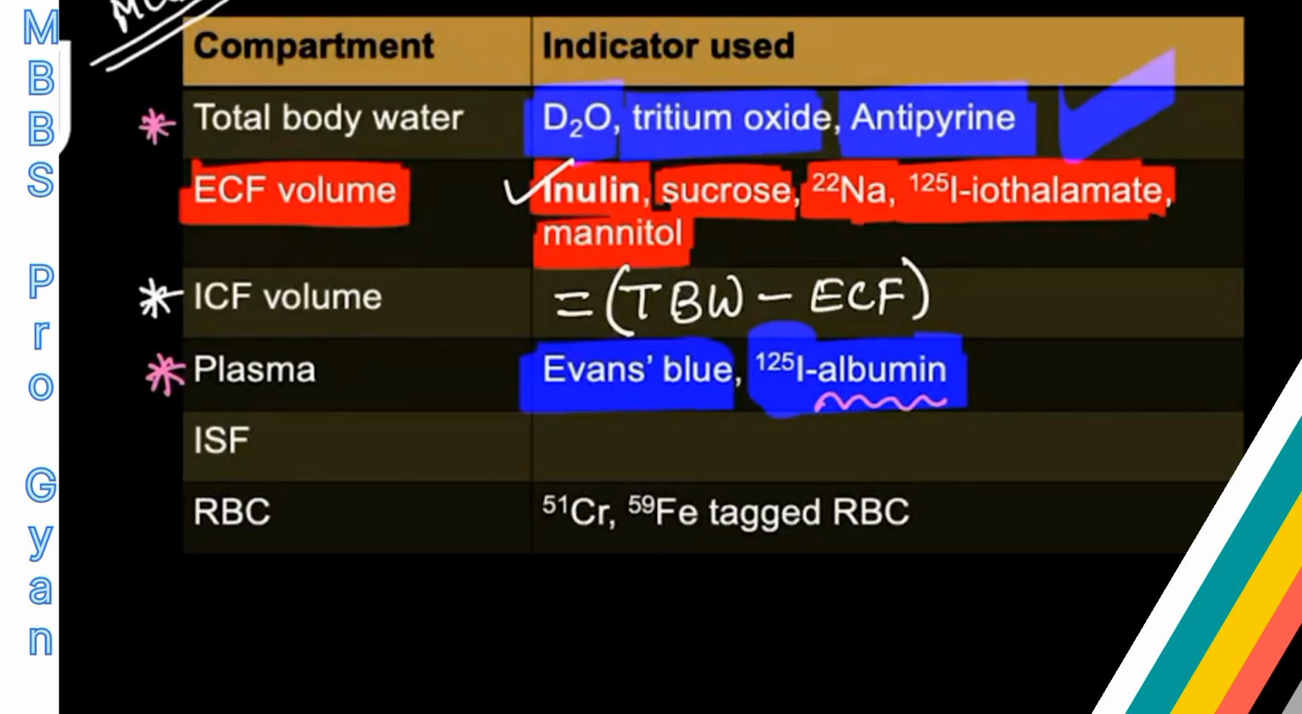So albumin tagged with iodine isotope can be used for measurement of plasma volume. Another substance is also used, which is known as Evans blue, similar to albumin in property. This is very, very important for MCQ. This Evans blue has been asked multiple times in examinations.